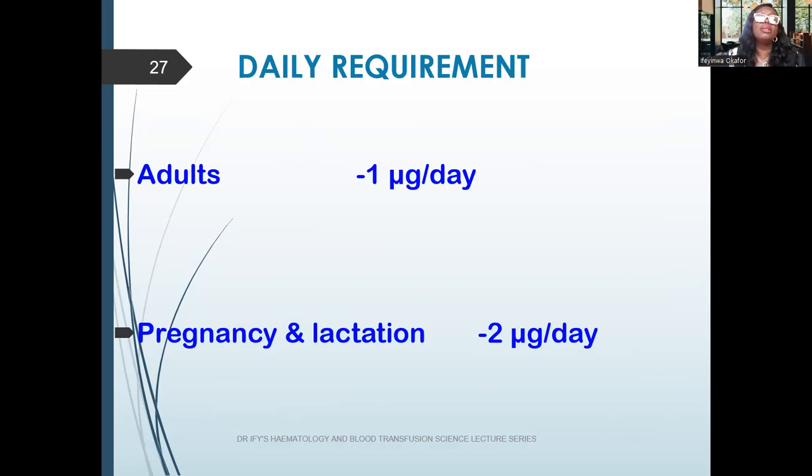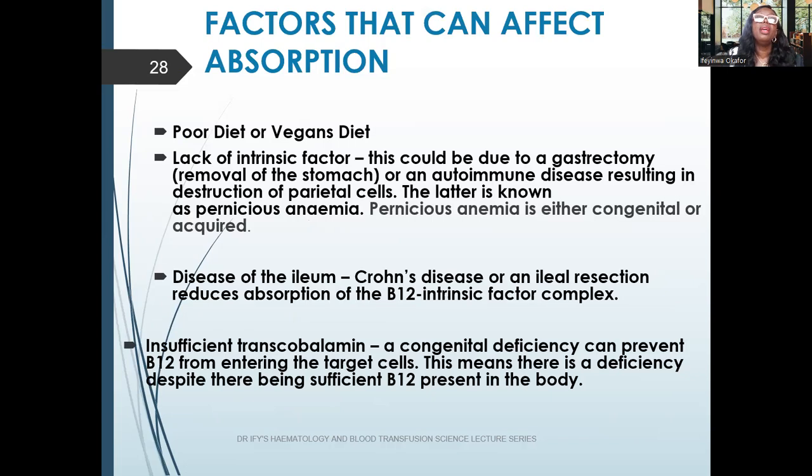Daily requirement. Adults need at least 1 microgram per day, while pregnant women and lactating mothers need at least about 2 micrograms per day. Factors that can affect absorption: poor diet. When you are eating food that is not rich in animal food sources, like meat, fish, or eggs, remember I said that you can only get vitamin B12 from food of animal origin. So when your food is not rich in these sources, you may not be able to have enough vitamin B12. Again, vegans and vegetarians, those who eat only vegetables and don't eat meat.